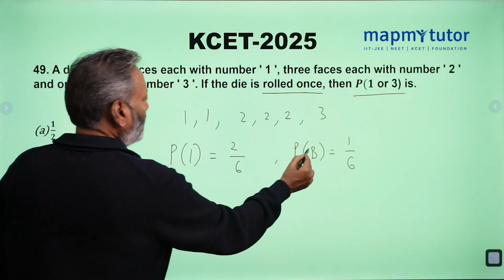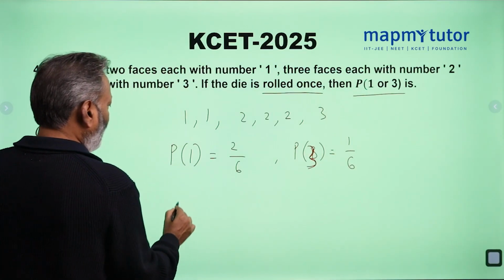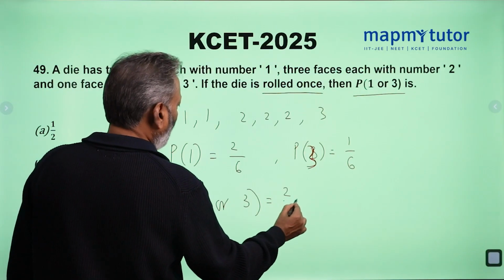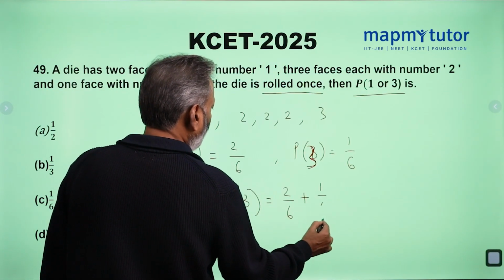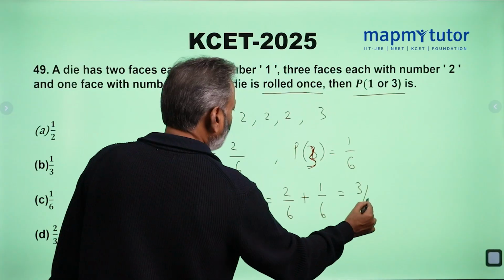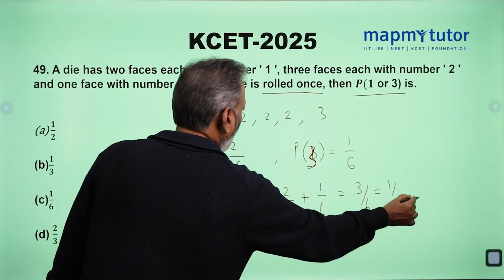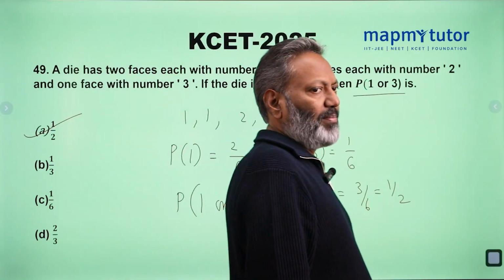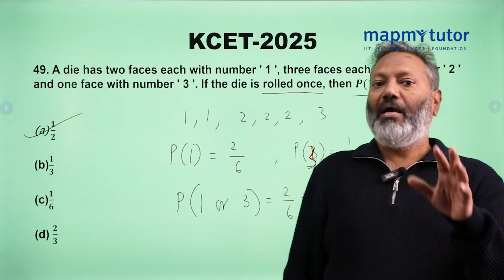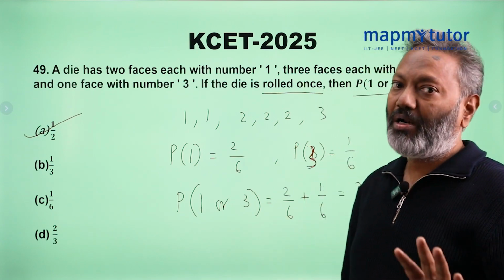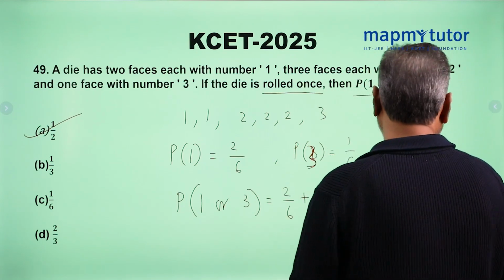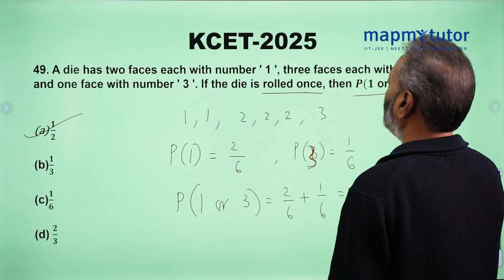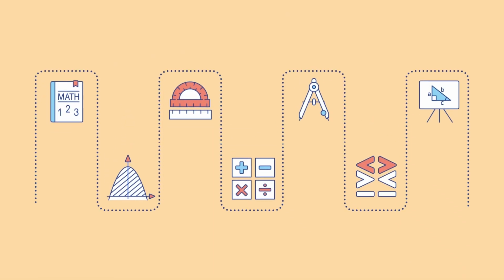And I need P of 1 or 3. That means I have to add them because there are no common events. So it is 3 by 6, which gives you 1 by 2. That is option A again. So, a simple question, but a special die is mentioned, not a regular die. Instead of 1, 2, 3, 4, 5, 6, it is 1, 1, 2, 2, 2, 3.